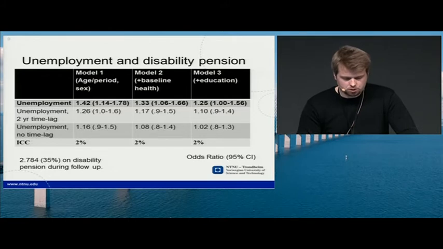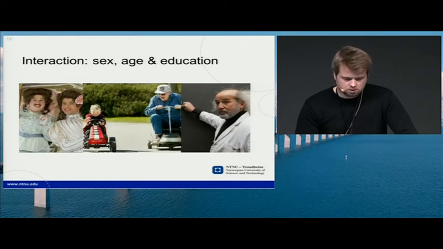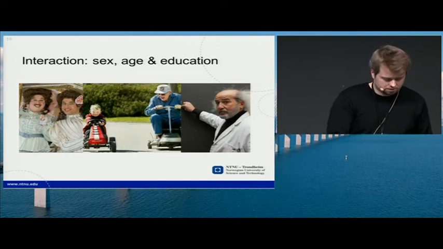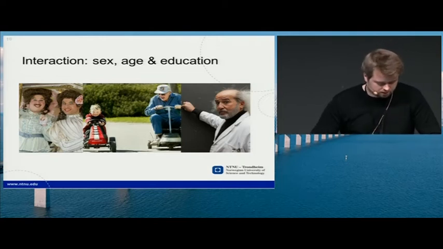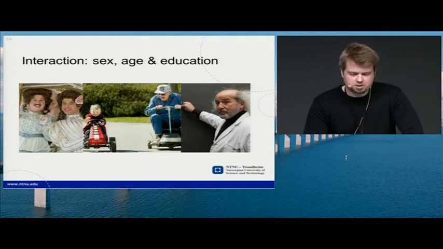As you can see also, when we did test with unemployment and 2-year time lag and no time lag, we sort of get the same pattern, but the association is not as strong. And you can see that the intraclass correlation coefficient is stable at 2% in all models. So, we measured for interaction between unemployment, sex, age, and education, but we found no statistical evidence that either sex, age, or education affected the relationship between unemployment and disability pension.